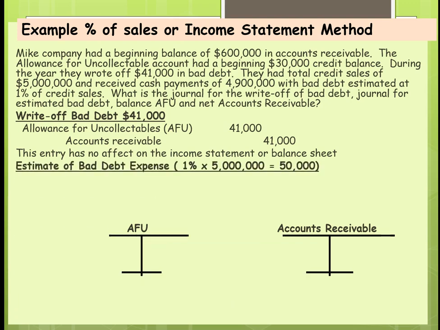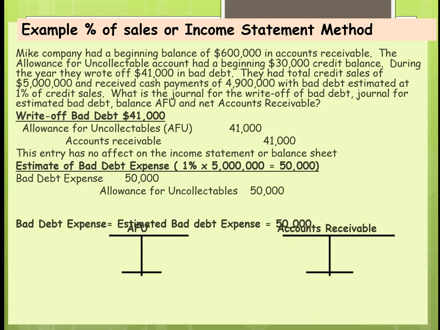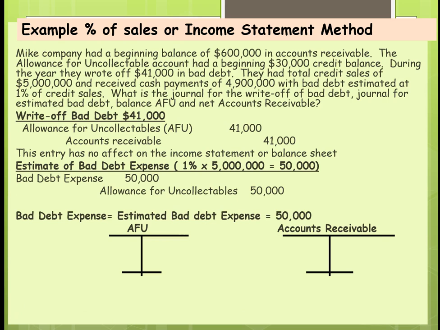Estimate of bad debt. We're going to take 1% of the $5 million in sales, which equals $50,000. So we're going to debit bad debt expense $50,000, credit allowance for uncollectibles $50,000. Bad debt expense equals the estimated bad debt, which equals $50,000.